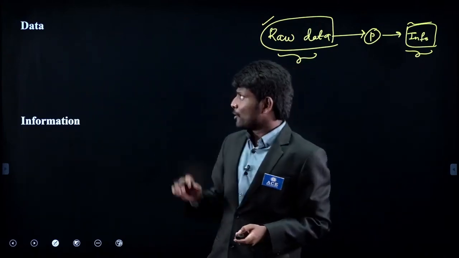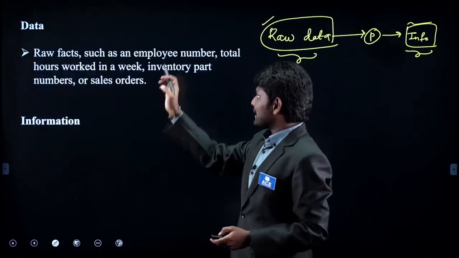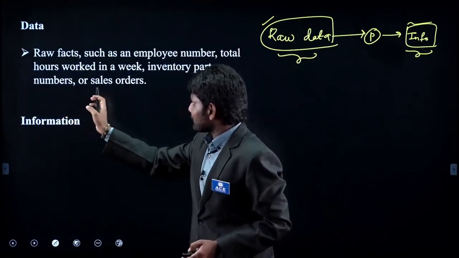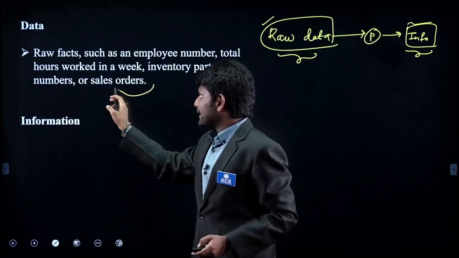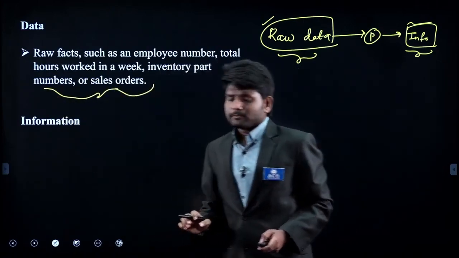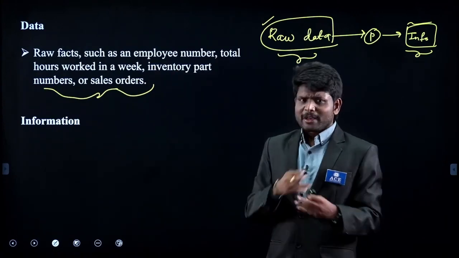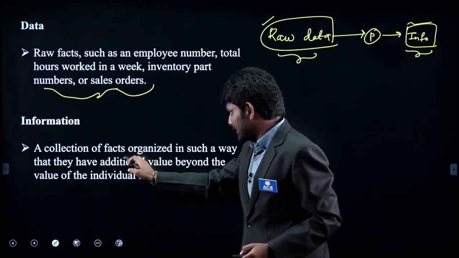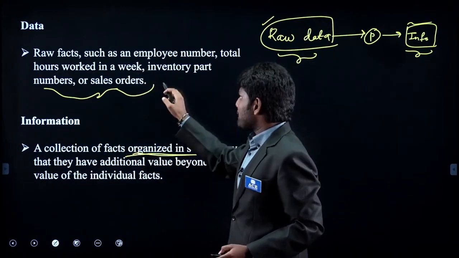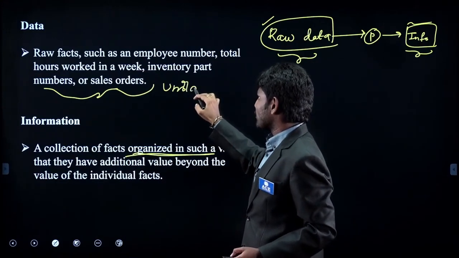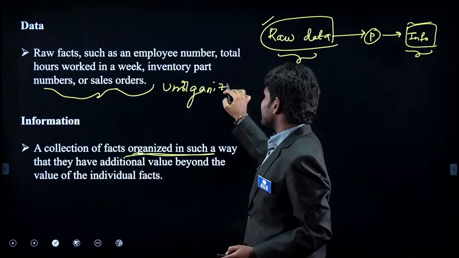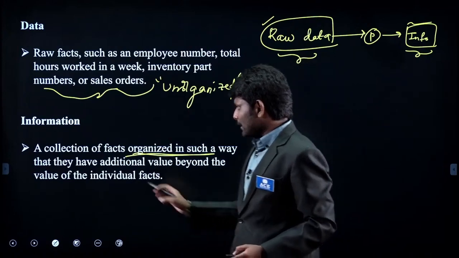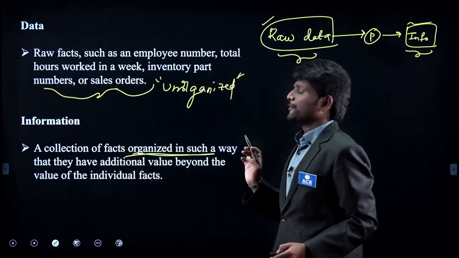So here we are going to discuss the same thing. Data: raw facts such as an employee number, total hours worked in a week, inventory part numbers or sales orders. Here we are not maintaining any structure. We are just listing them. But coming to information, a collection of facts organized in such a way, see this word, organized in such a way. The raw facts are unorganized. When you organize these unorganized raw facts, then you can call it information. They have additional value beyond the value of the individual facts.